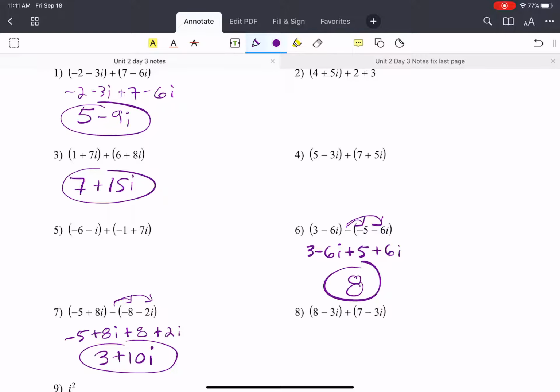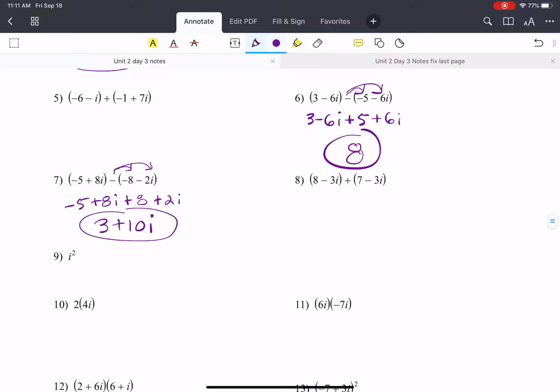Okay, let's do number 9. Please don't break my heart. -1, thank you. Memorize that. Multiplication is the only way these imaginary numbers are sometimes going to be a little different than what we did last unit, okay? And you'll see why here in a second. Number 10's easy. It's just 8i, because there's only one i. So I just do the 2 times the 4.